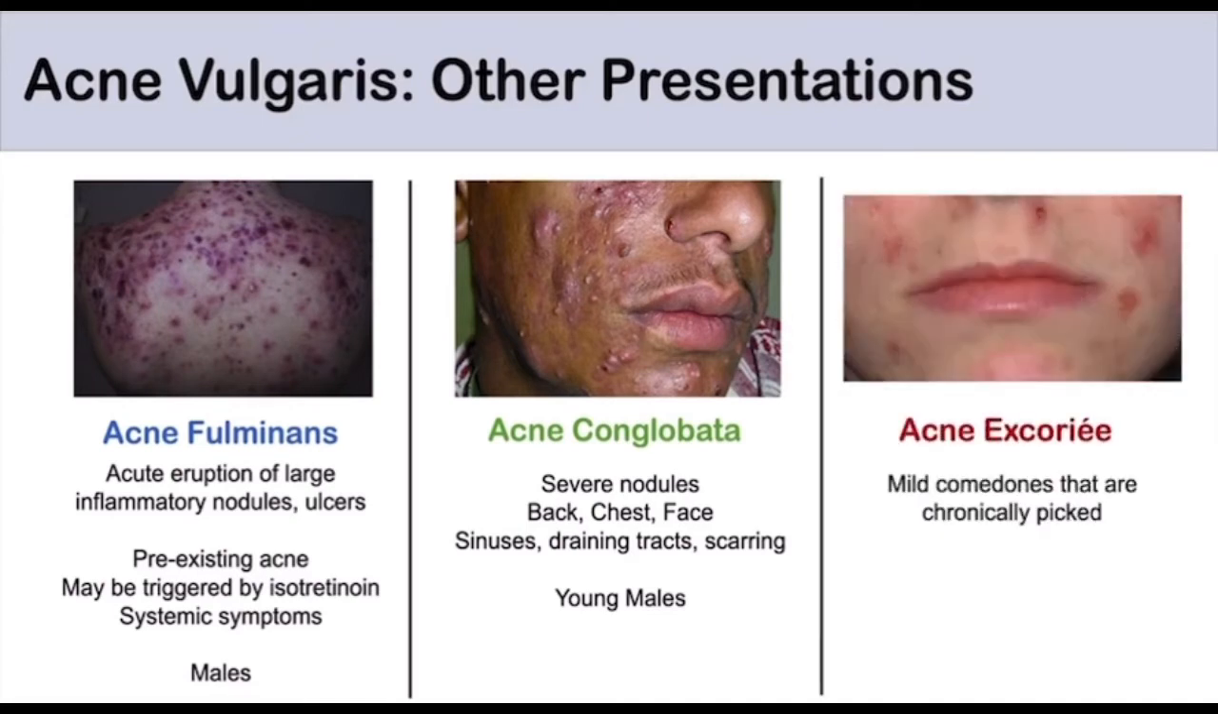Acne excoriae is when an individual has usually mild comedones. They're not very bad, but they are chronically and usually what we call obsessively picked. And what this does is essentially leads to almost ulcerations of the skin and can lead to scarring. It occurs in young women. So these are the few different presentations I wanted to talk about with regards to acne.